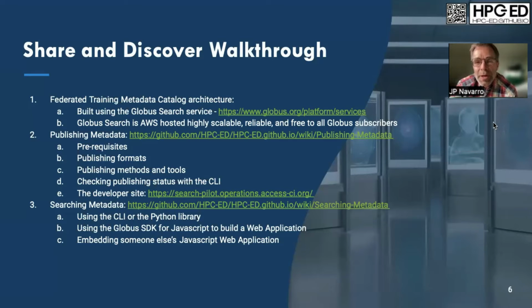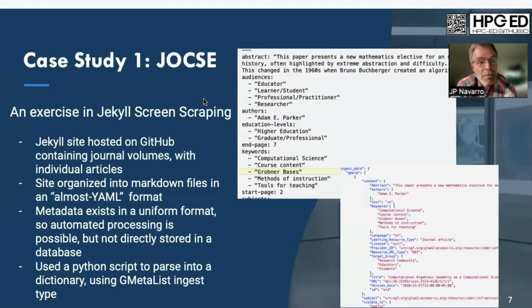So the first part I wanted to share with you is a little bit about the architecture of the metadata catalog. We've built our metadata catalog using the Globus search service. Invite you to follow that link in the presentation if you want to learn about all of the other services.